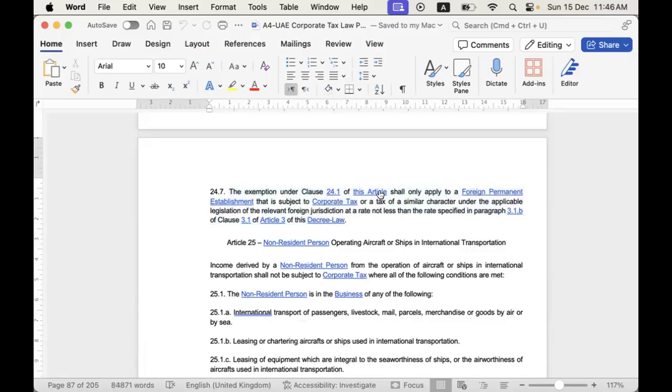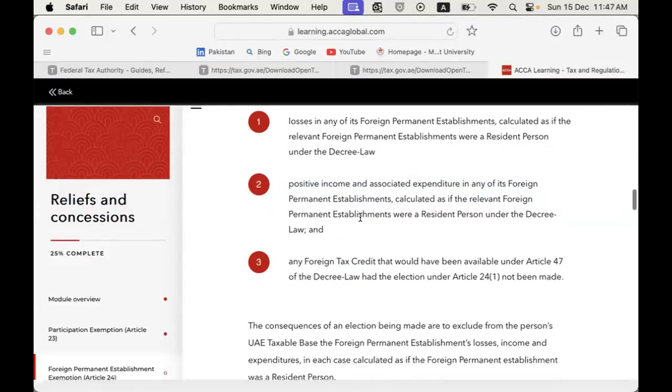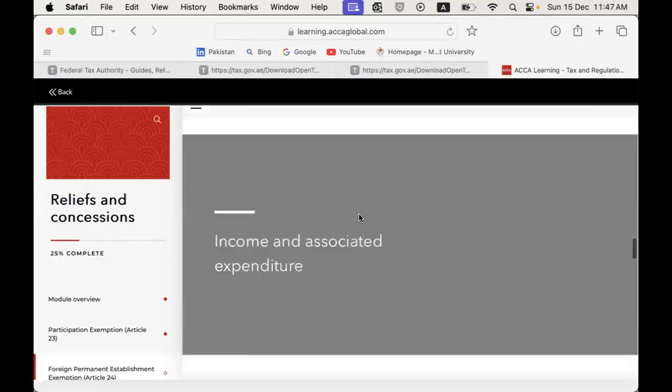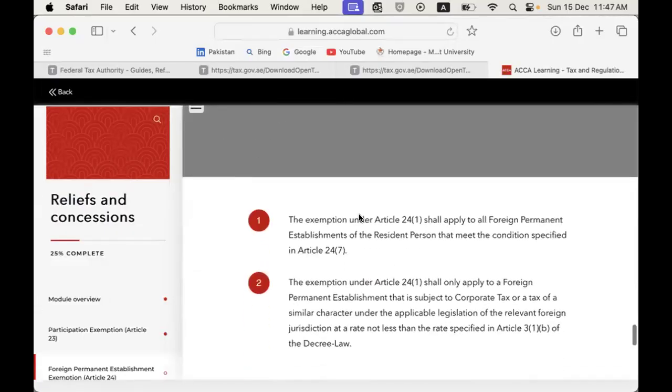The exemption under this article shall apply only to a foreign permanent establishment that is subject to corporate tax or a tax of similar character under the applicable legislation. If this clause was not there in Article 24, what will be the result? All the UAE companies would shift as much business as possible to tax havens, and then they will go for the exemption method for foreign permanent establishments. So that will mean they don't pay any tax. Anyways, this we also read.